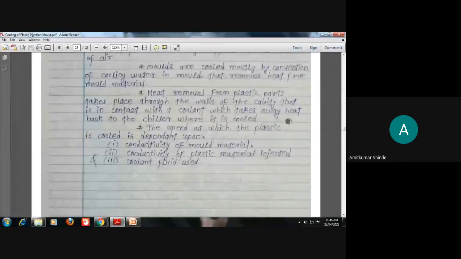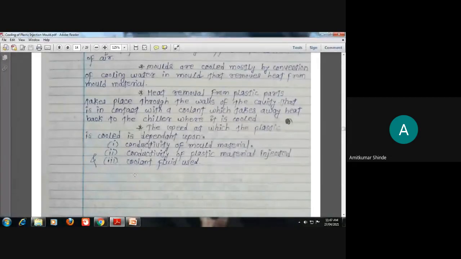Whenever you are cooling the plastic injection mold, heat dissipation or heat removal will occur in two ways, that is conduction and convection. Generally, the main heat removal takes place by convection, as we are circulating the coolant or water through the cooling channels, and heat is removed from the mold as well as your cavity or part through the walls of the cavity.